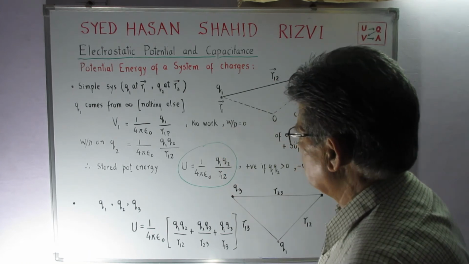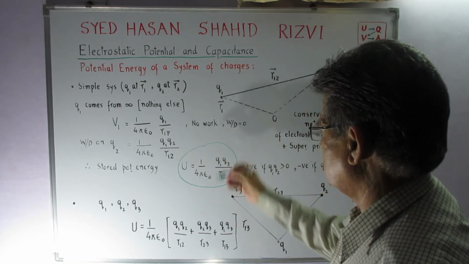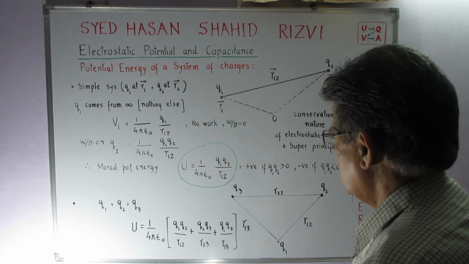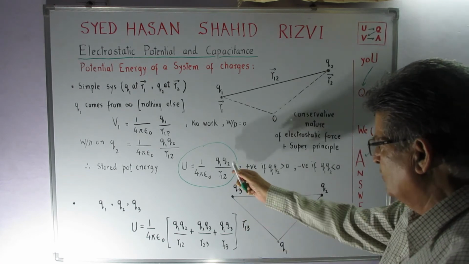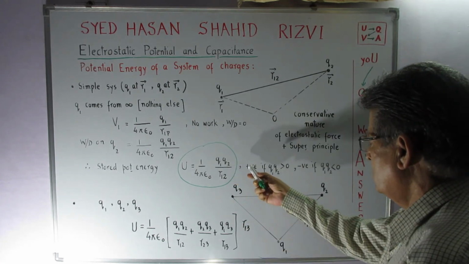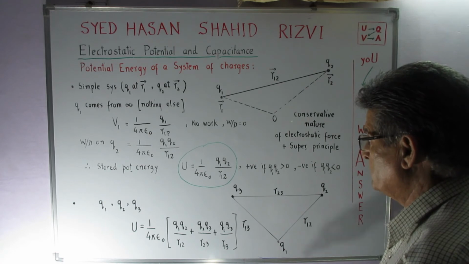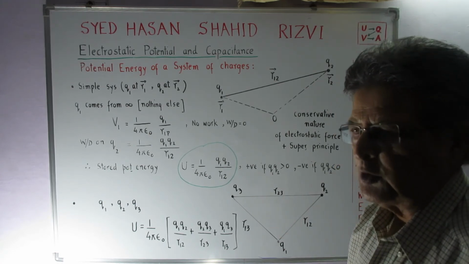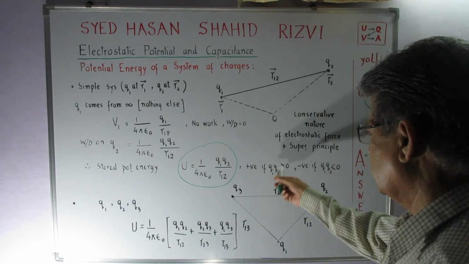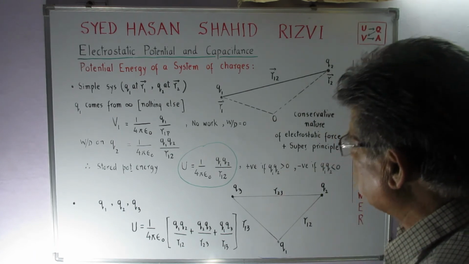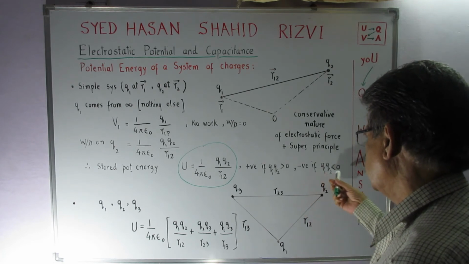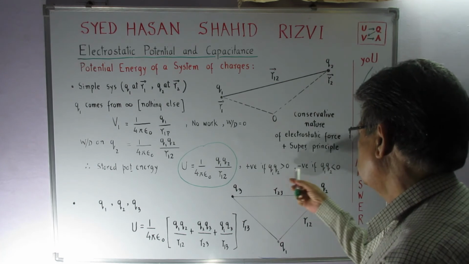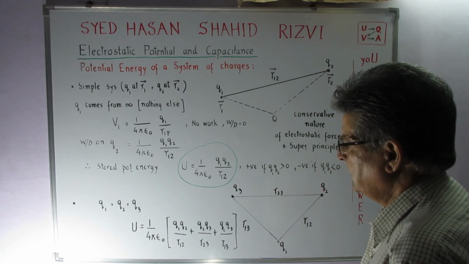Because it is an energy, this should be in joules. We know that. This value of U will be, for the given system, positive if Q1 into Q2 is more than 0. That is, both are positive or both are negative. And if one of the charges is positive and the other charge is negative, so that Q1 Q2 is less than 0, then this energy will turn out to be negative.